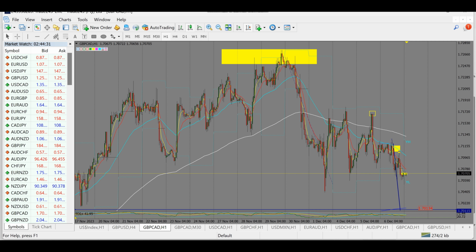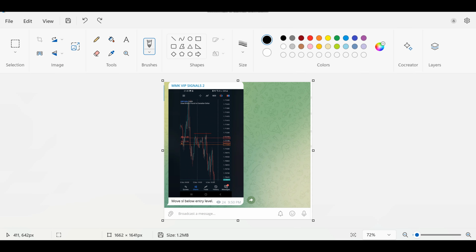So yes, guys, this was actually sent in our VIP signal channel. And as you can see, this was the trade update: move stop loss below entry level. Every signal has updates. So this is how this is looking. This was my entry on this pair.